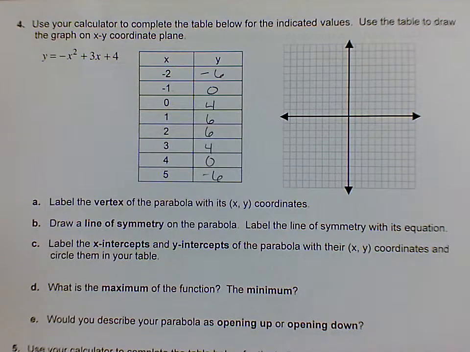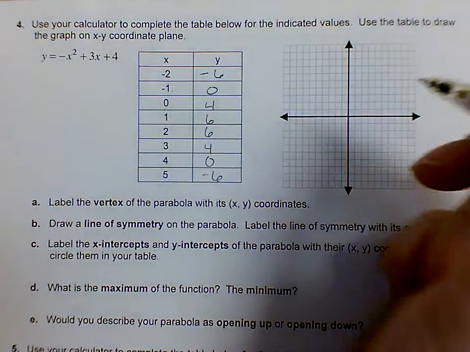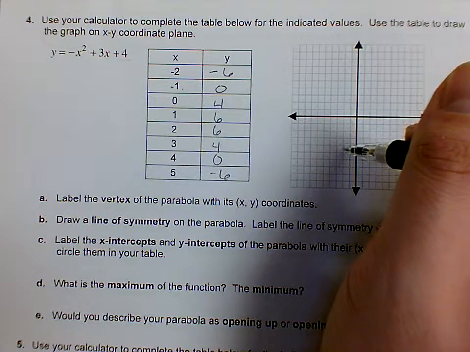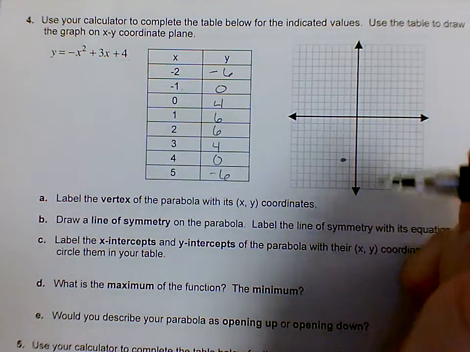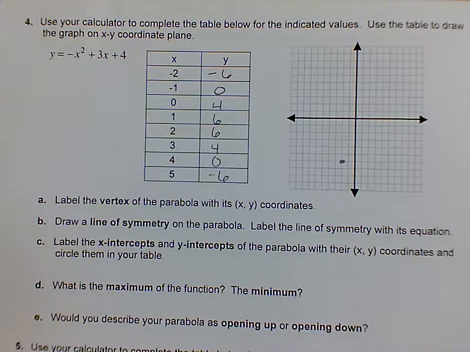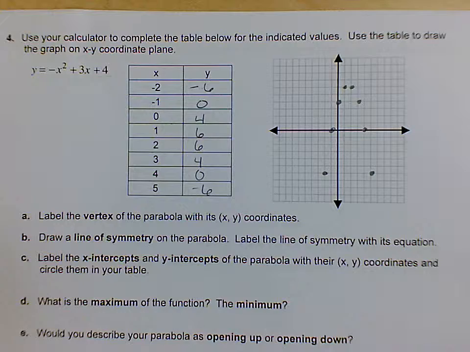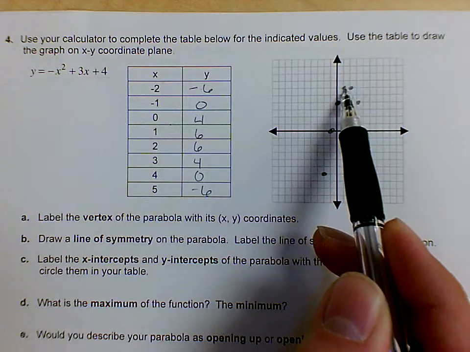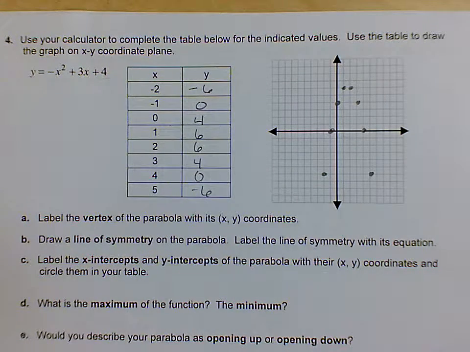And once we have our table done, we can start plotting the points. So go ahead and plot those points. So -2, -6, and so on. Go ahead and plot all of those points. So there we go. I plotted the dots. I didn't draw the line yet because I want to look at one thing. So to me, it looks like this parabola has 2 vertices. Do you think that's true?